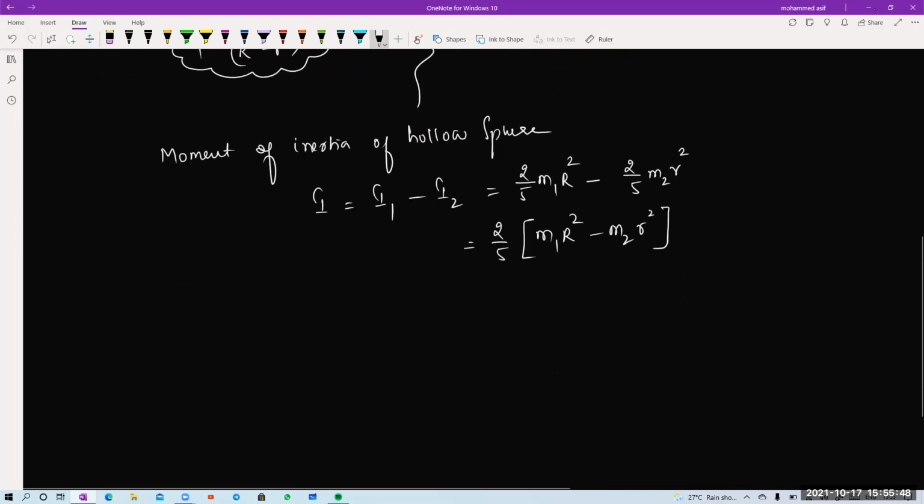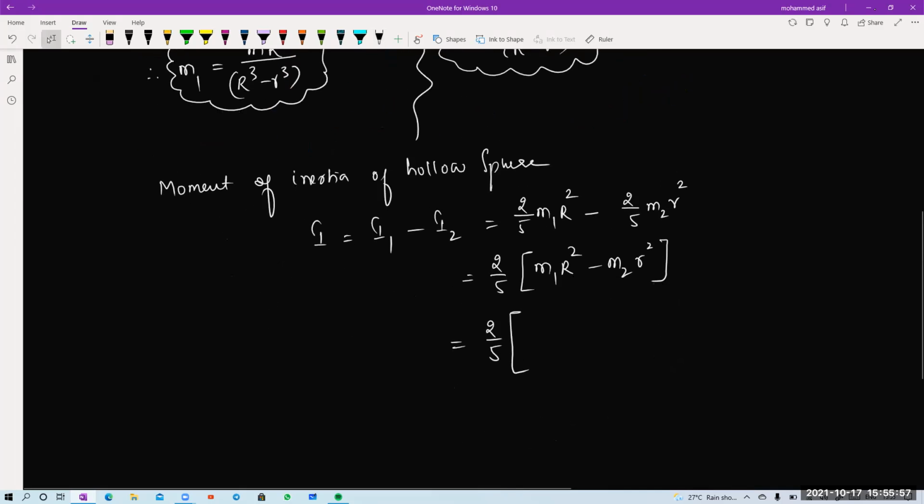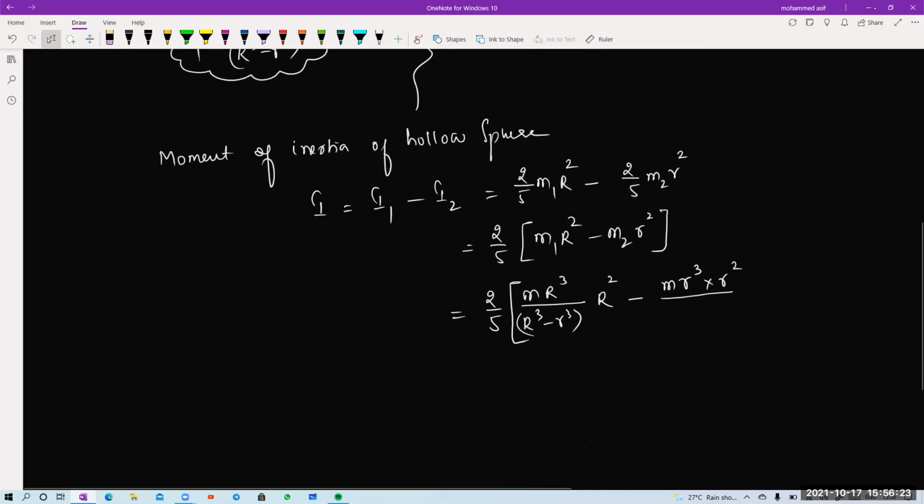So if I substitute the values of M1 and M2, that equals 2 by 5 into M1. How much did we get right now, you see? M1 I got as M into capital R cube divided by capital R cube minus small r cube, into R square. Minus M2. The M2 value is also the same, M into small r cube, so it is M into small r cube into small r square divided by capital R cube minus small r cube.